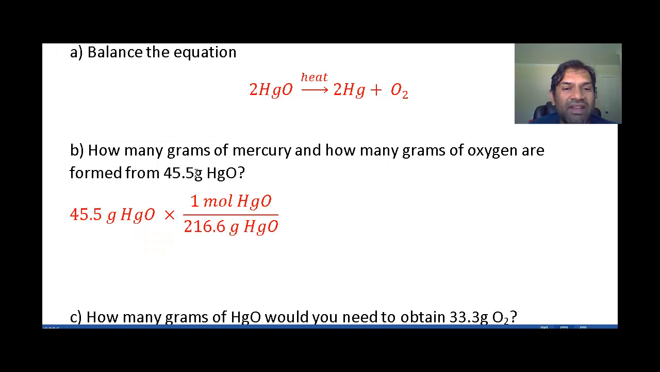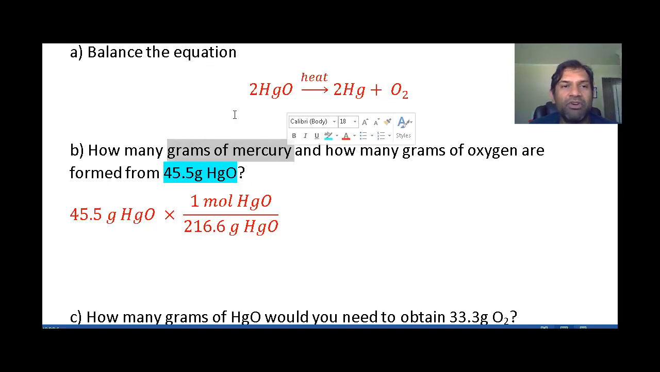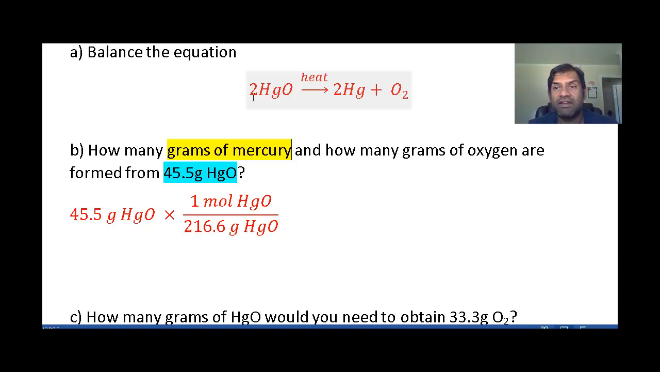So we are given, I'll highlight this in blue, 45.5 grams of HgO. What are we being tasked to find? We're being tasked to find grams of mercury, so I'll highlight this in yellow. What's the relationship between moles of mercury and moles of HgO? Well, it is a 2-to-2 ratio. That is obtained from the balanced chemical equation. So for every 2 moles of HgO, there are 2 moles of Hg. Let's go ahead and put that in as our conversion factor.